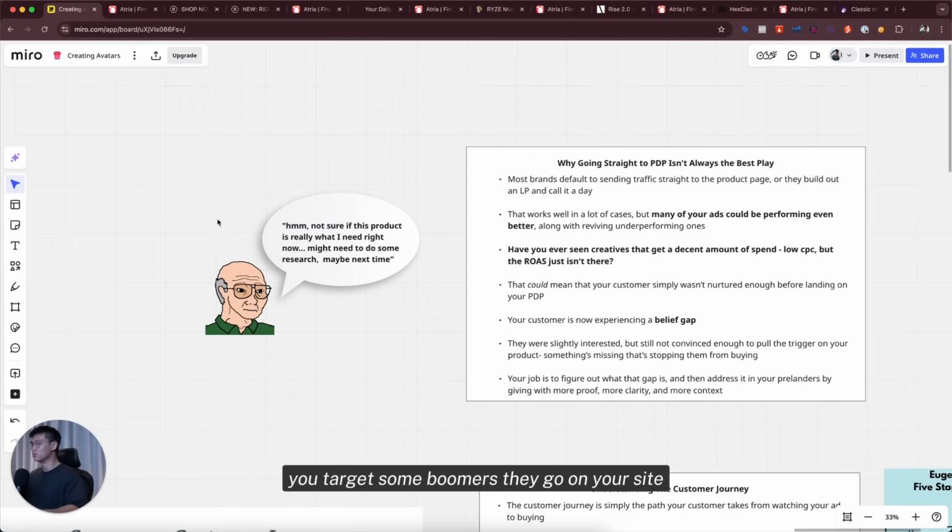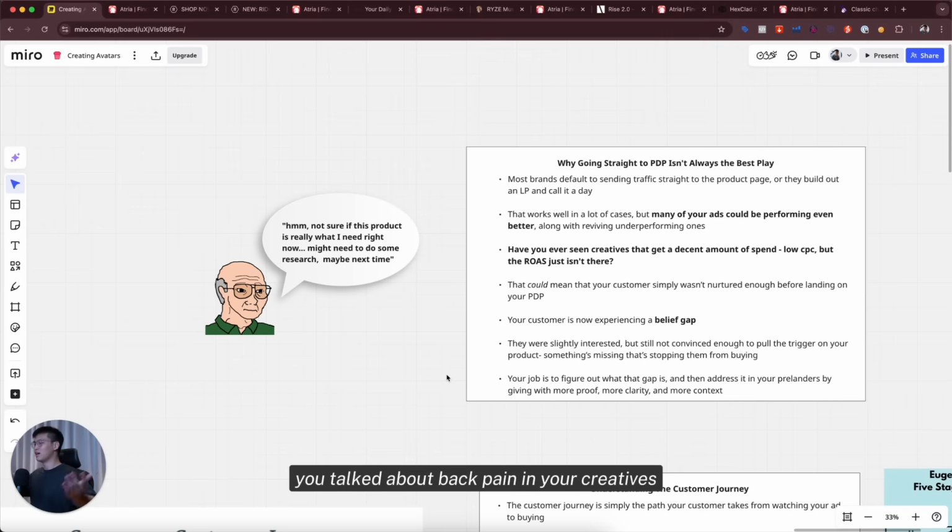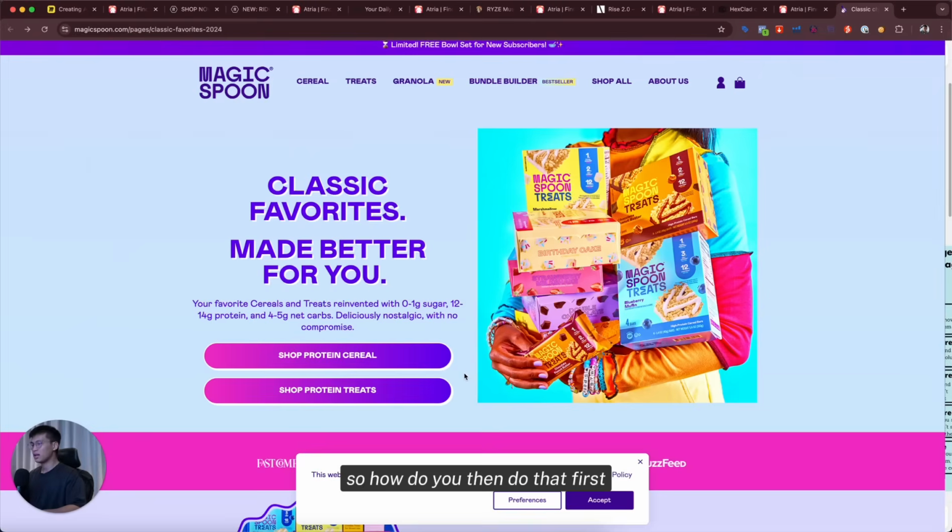This is an example. You target some boomers, they go on your site, they don't know what the hell you're actually trying to sell. They try to identify themselves in the Prelander. You talked about back pain in your creatives. They go on the landing page. The landing page talks about just pain in general or brain fog. Totally unrelated things or just not specific enough to their scenarios. Right? So how do you then do that first?